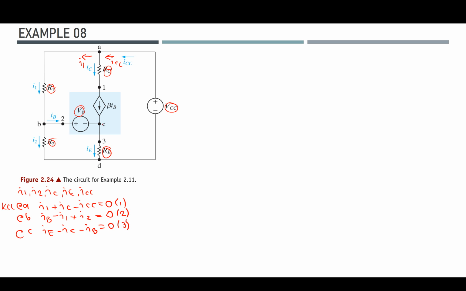I also have another equation. If you look at the dependent current source, we know that the current flowing in this direction is IC, but IC equals some beta times IB. So this is the fourth auxiliary equation that's coming from the definition of the element, the dependent source.